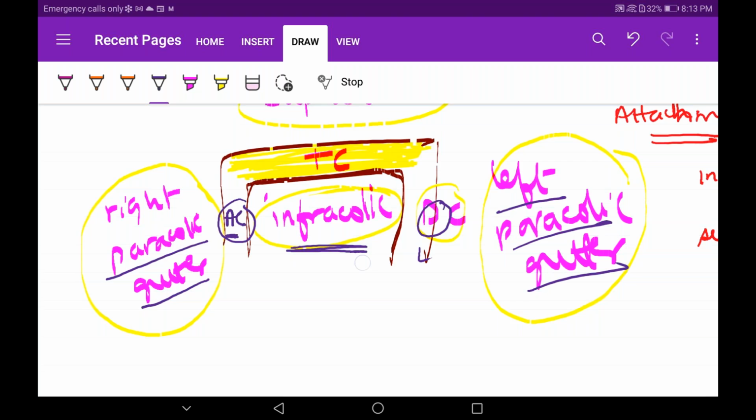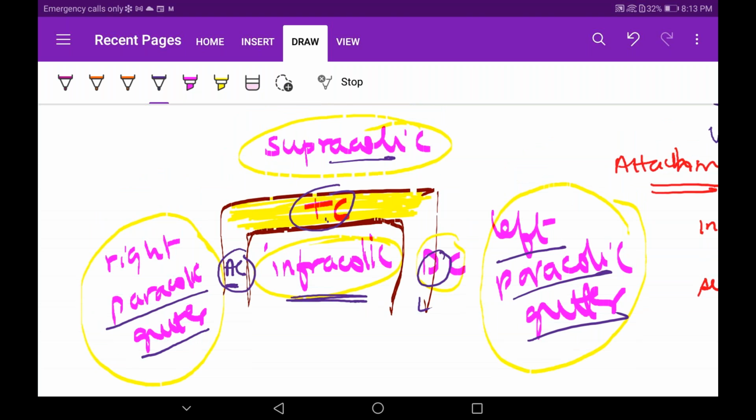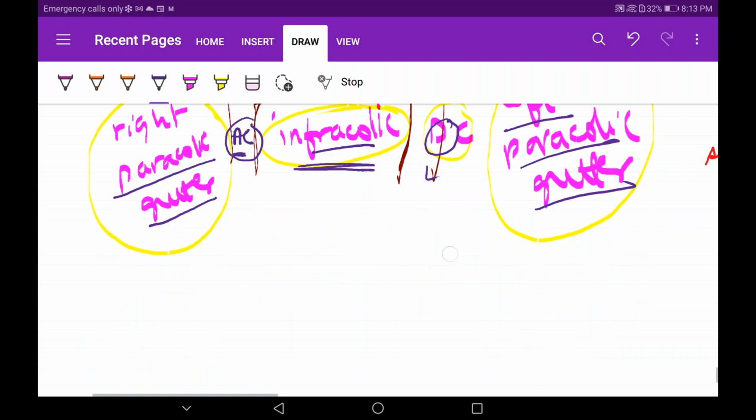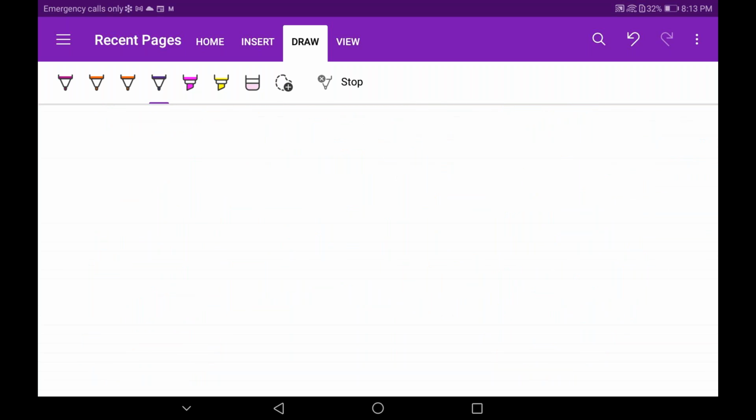With respect to the transverse colon, the compartment superior to it is supracolic, and inferior to it is infracolic. These compartments you should just know, just for your understanding. Everything is given a name, right? Now the only aspect left for you to take down notes is for the lesser sac.